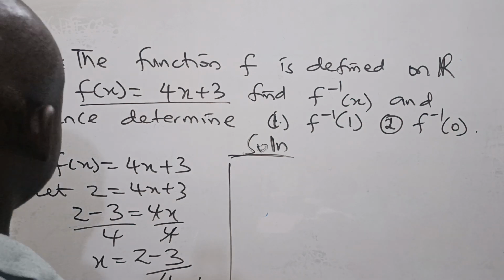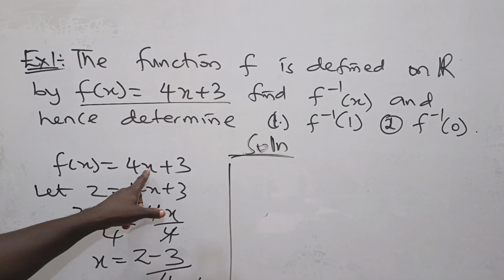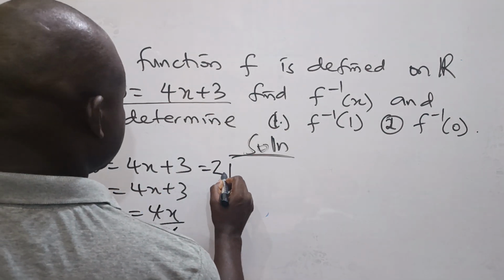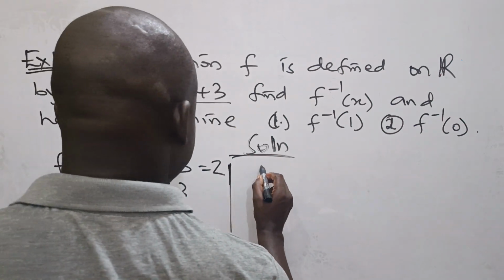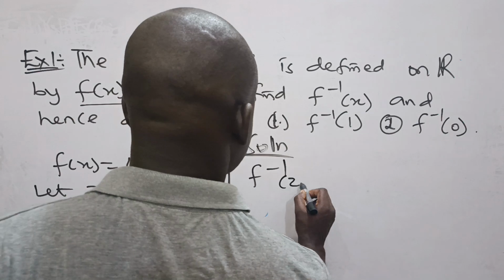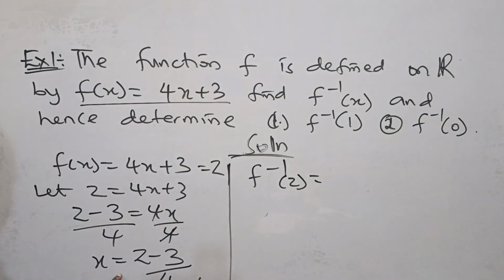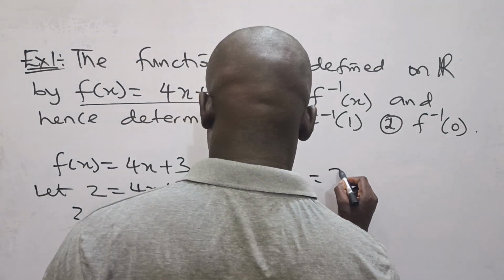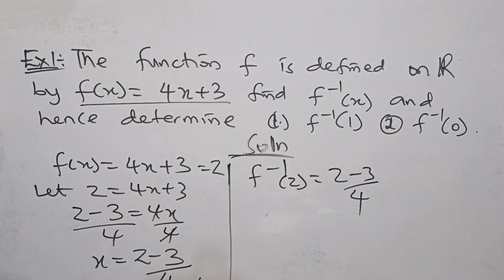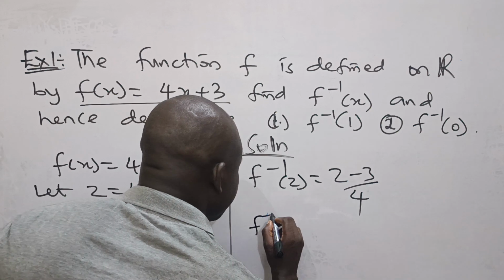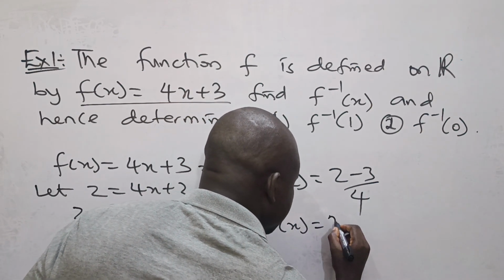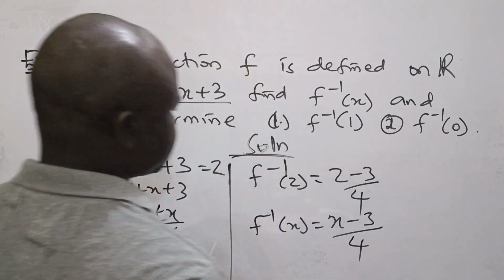So if f of x is equal to z, then f inverse of z will give us x. F inverse of z will give us z minus 3 all over 4, since we made this the subject. Then f inverse of x, wherever you see z, you change it to x. That will be x minus 3 all over 4. That's what we are going to get.